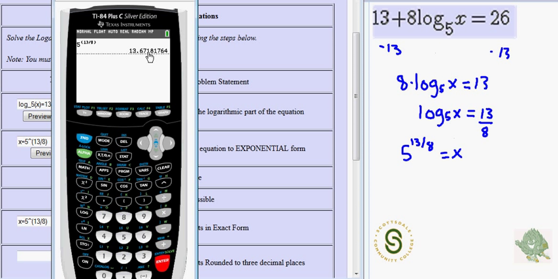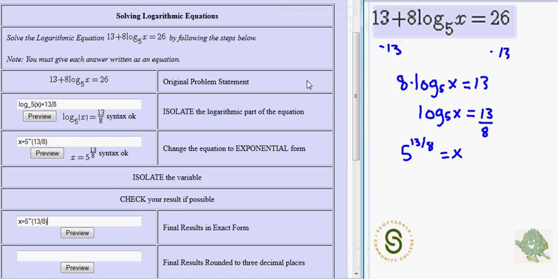So that would be 13.672. I round the 1 to a 2 because the next digit is 5 or greater. In fact, it's an 8. So 13.672 would be my answer.